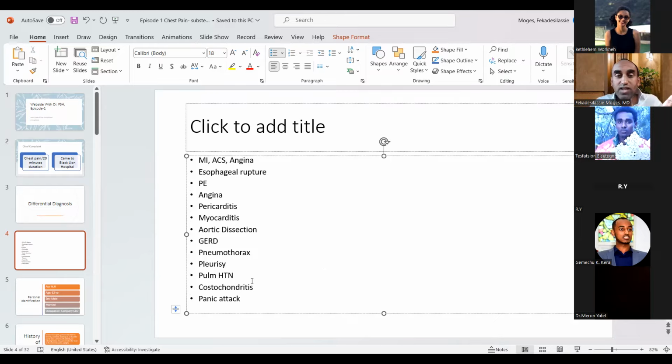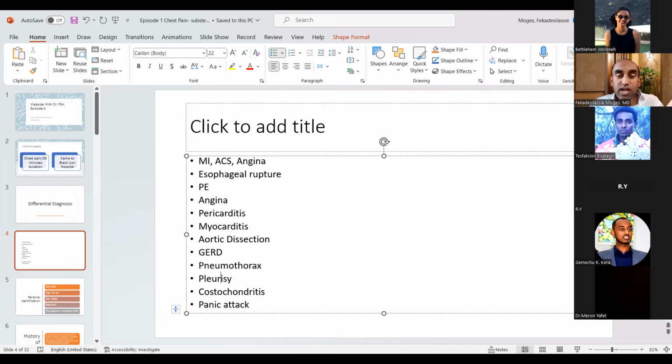Pulmonary hypertension. Is pulmonary hypertension an acute problem or a chronic problem? It's a chronic problem. There must be an underlying process for somebody to develop pulmonary hypertension. So this is a patient who was apparently healthy 20 minutes ago. So this is less likely to be part of our differential diagnosis. Pulmonary hypertension is out. Costochondritis is low in the list. Panic attack is low in the list.